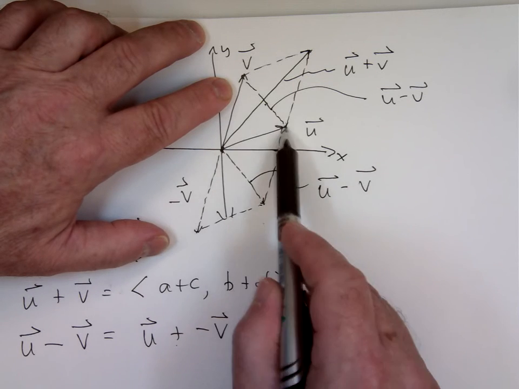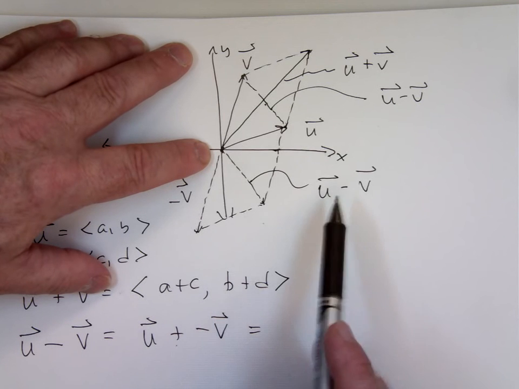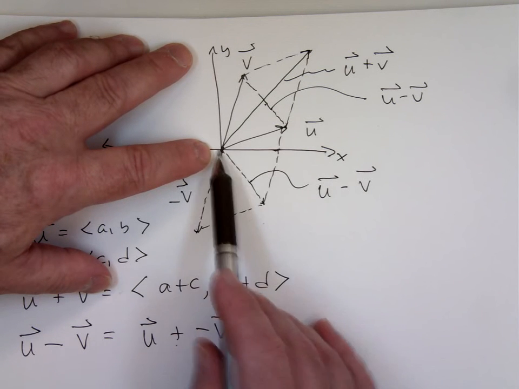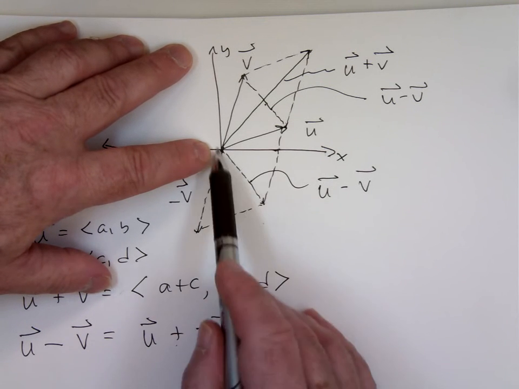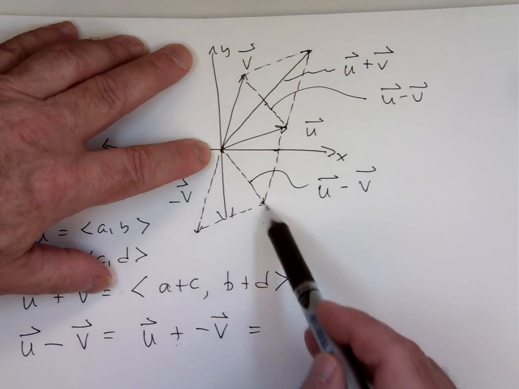And here's the proof of that. The proof of that is, well, instead of doing the difference, let's change it to a sum, which I did, which gives me this main diagonal, which is this diagonal up here. These two guys are parallel and same magnitude.